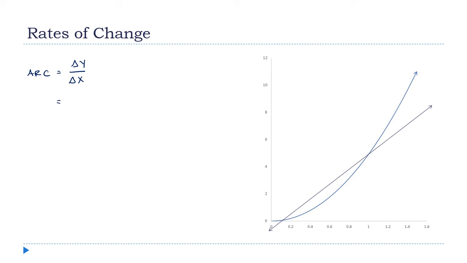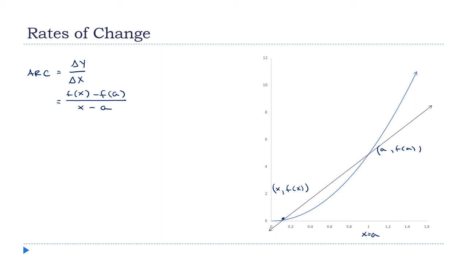Okay, but what is this? Again, now let's see if we can't be general. Instead of talking about 1, let's talk about x equals a. So this is a comma f of a, and this other point here is x comma f of x. So the rate of change is f of x minus f of a divided by x minus a.